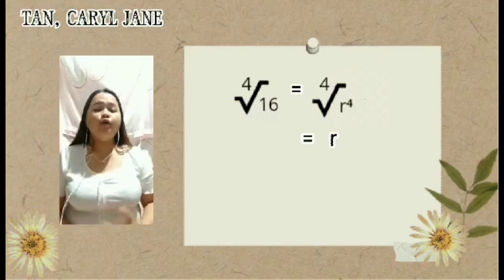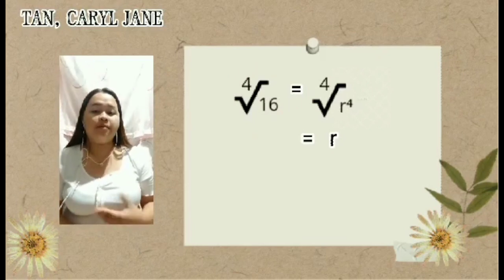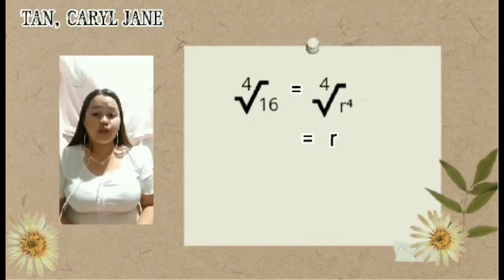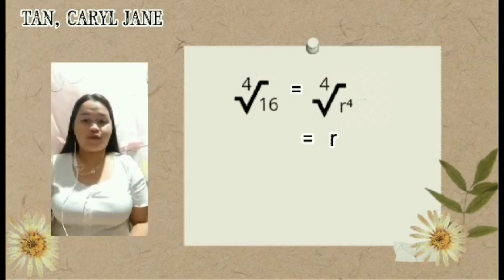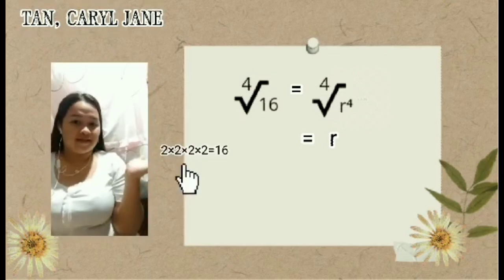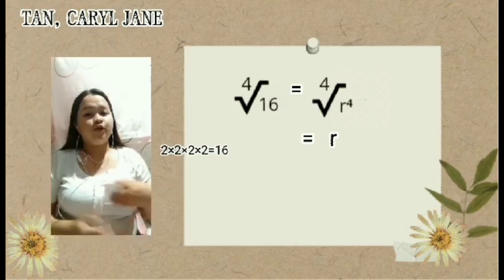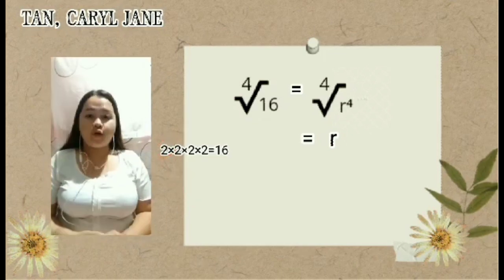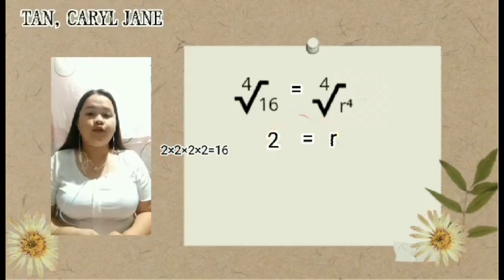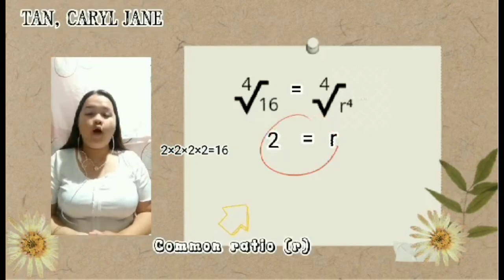But how are we going to solve the other one? So we need to find the fourth root of 16. We need to think of a number that, if you multiply it 4 times by itself, the answer is 16. So we need to start to think. And I think this is it. 2 times 2 times 2 times 2 equals 16. So the fourth root of 16 is 2. Therefore, the answer is 2 is equal to r. So the common ratio is 2, or r is equal to 2.